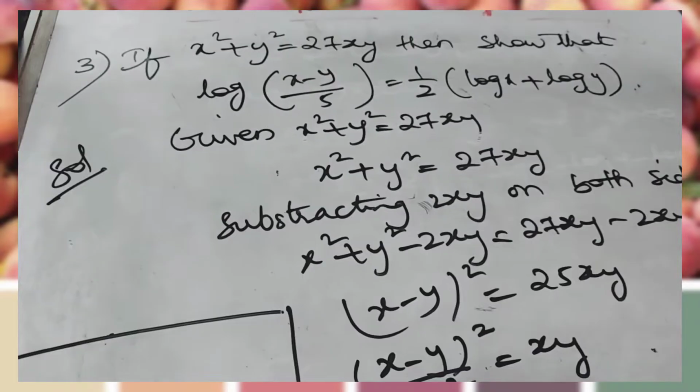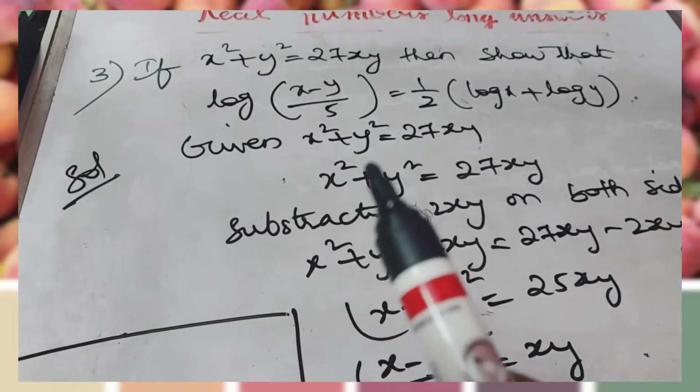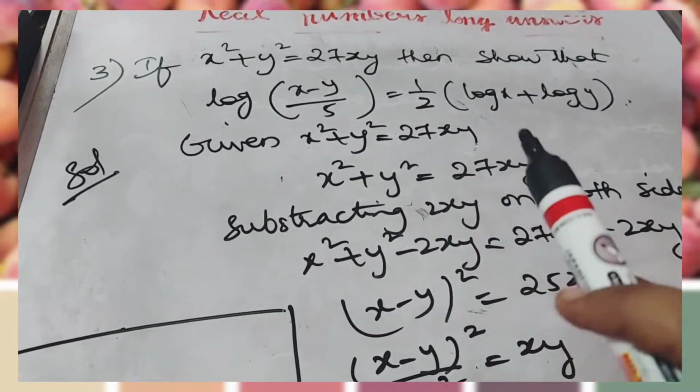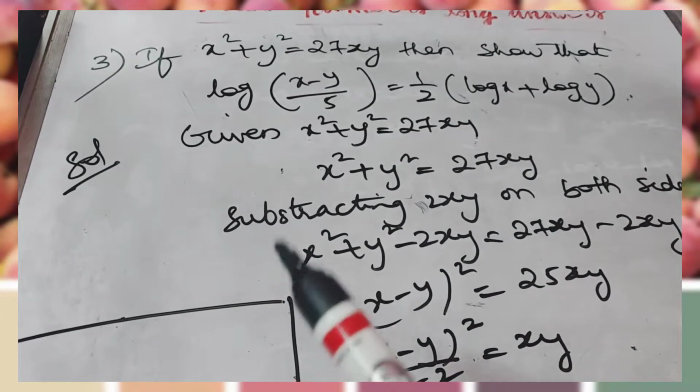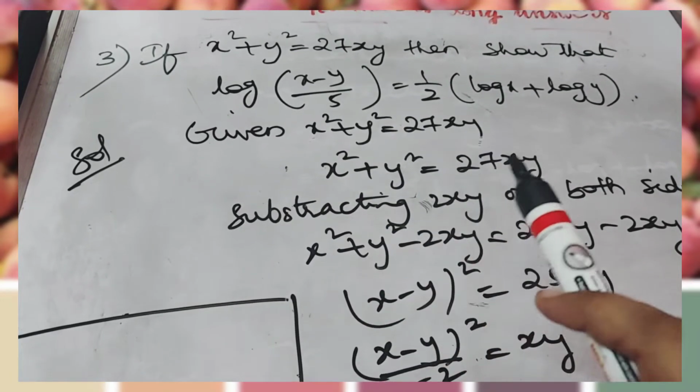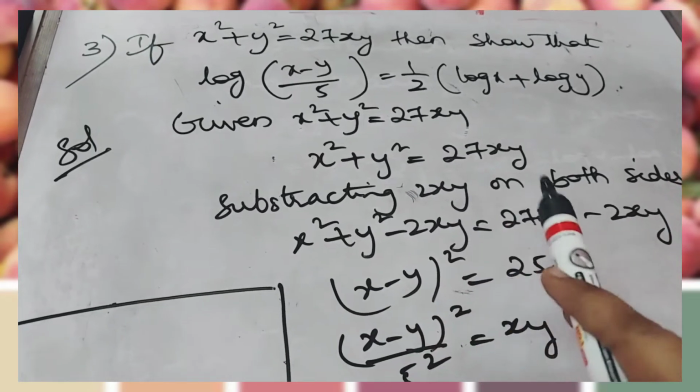Now the third question is, if x square plus y square is equal to 27xy, then show that log of (x minus y) by 5 is equal to 1 by 2 (log x plus log y). So given x square plus y square is equal to 27xy, subtracting 2xy on both sides.